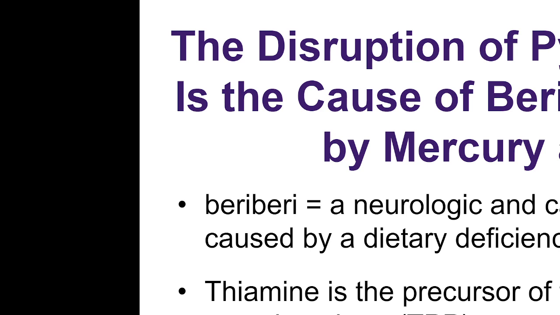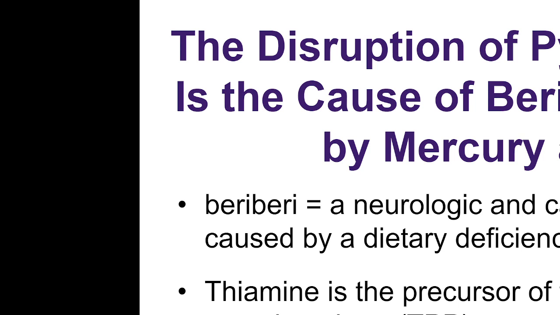Okay, so interesting little side note, and a good chance of building up your ability to think through these things. What are the consequences of this? Beriberi is a neurological and cardiovascular disorder that's caused by a dietary deficiency of thiamine, which is vitamin B1. Thiamine is the precursor of the cofactor thiamine pyrophosphate, TPP. TPP is the prosthetic group of these three: pyruvate dehydrogenase, alpha-ketoglutarate dehydrogenase, and transketolase.